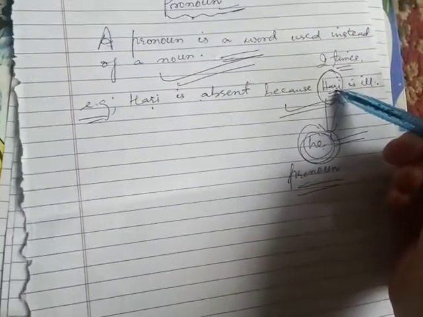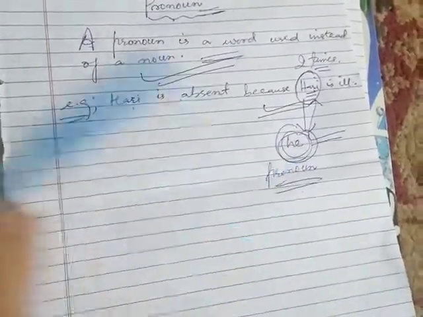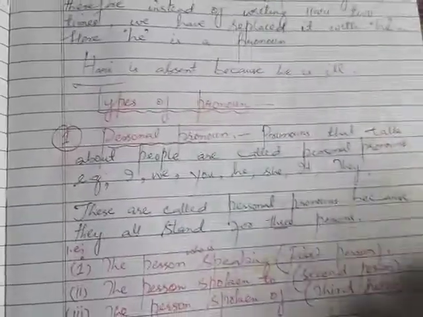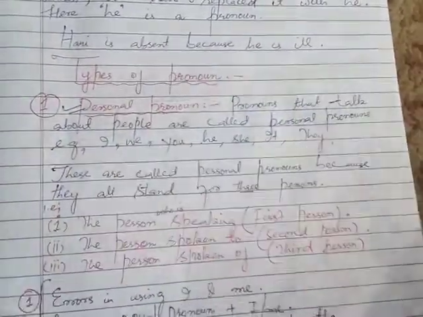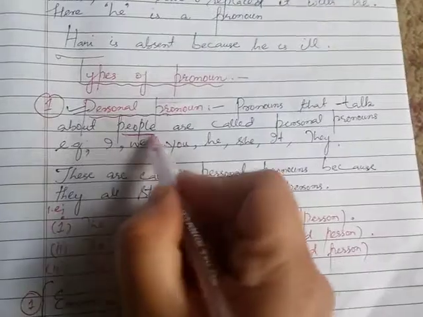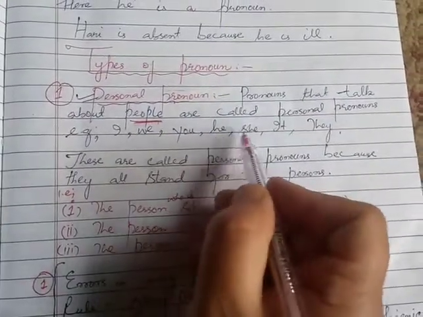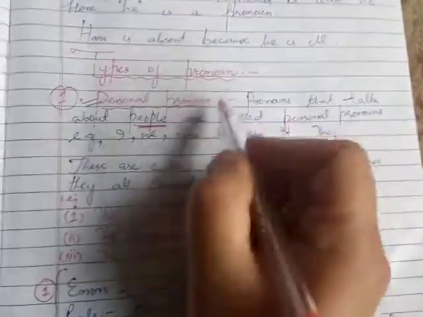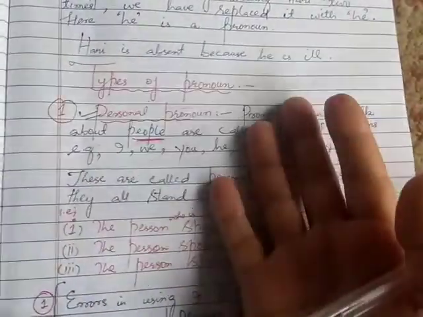Okay. There are different types of pronouns. First of all, look here, my dear students. Personal pronoun. This is the first type. Pronouns that talk about people are called personal pronouns. For example, I, we, you, he, she, it, and they. They are called personal pronouns because they all stand for three persons: first person, second person, and third person.